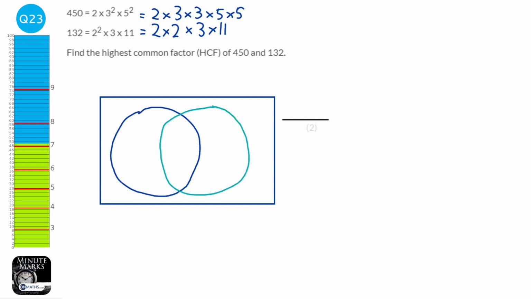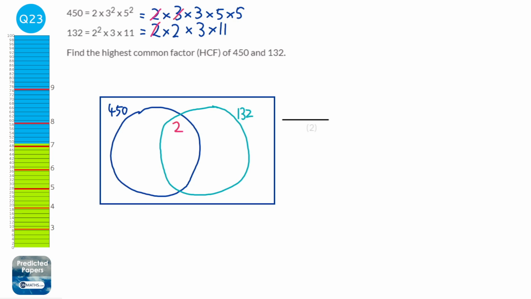Okay, so on the left hand side we have the 450, on the right hand side we have the 132. So we'll start with the 450 and the numbers. So actually looking at the numbers, looking at the factors at the top, the prime factors, we can see they both have a 2 in them, so I cross them both out and put 2 in the middle.